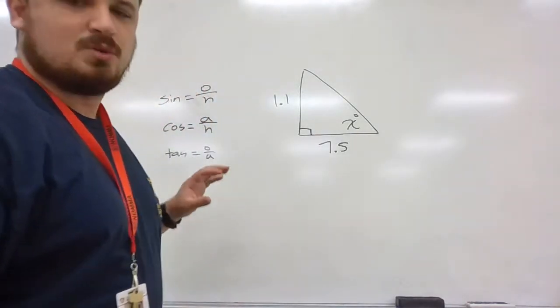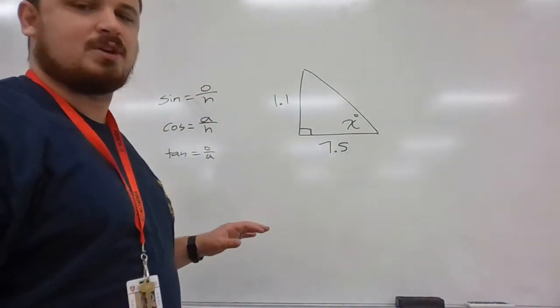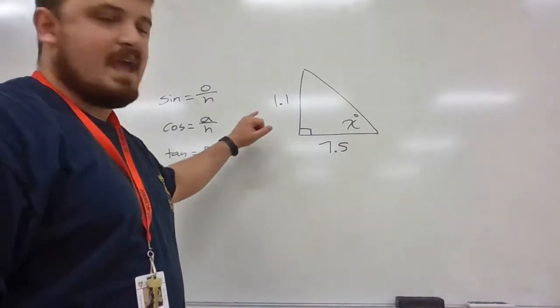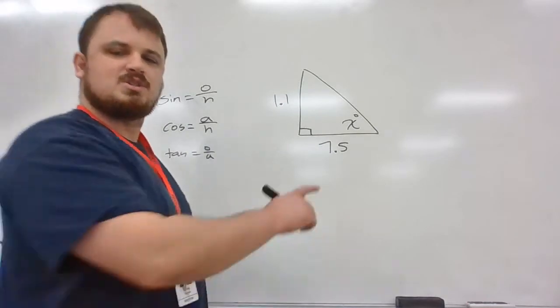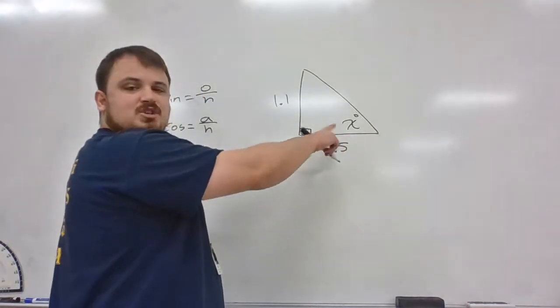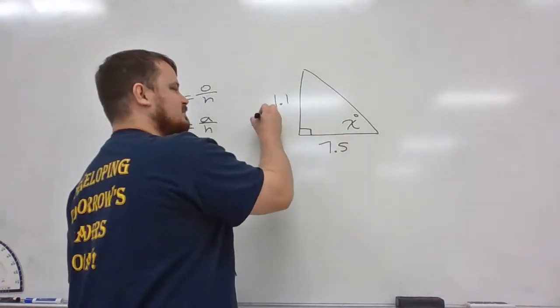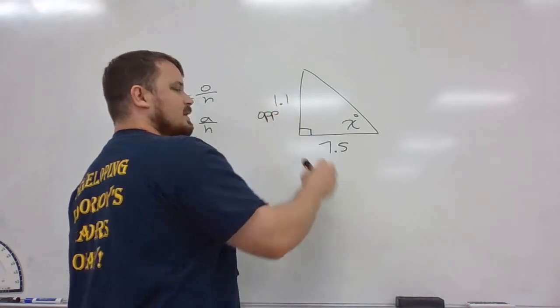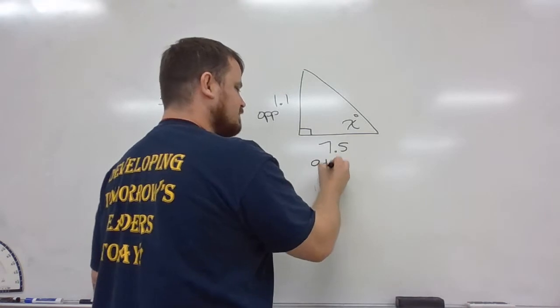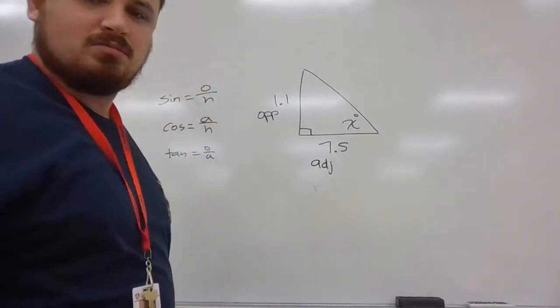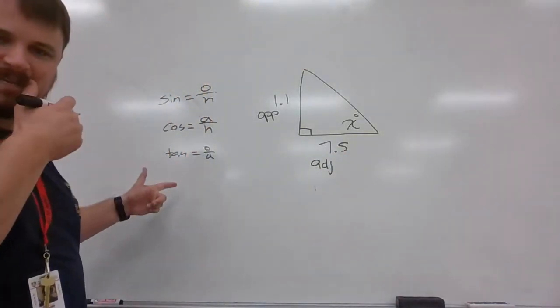So what we're going to do here is called inverse trig functions, where we're going to work backwards, and say if we're given two sides, how can we find the missing angle? From here, this is across from it, so this would be opposite. And then this is next to it, so this would be adjacent. So with opposite and adjacent, which one of those is it? That's going to be tangent.